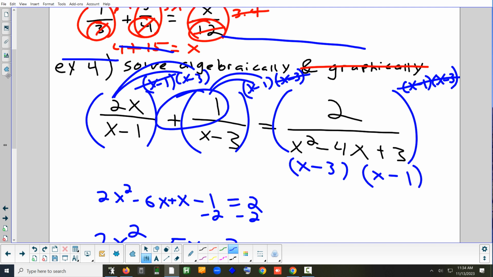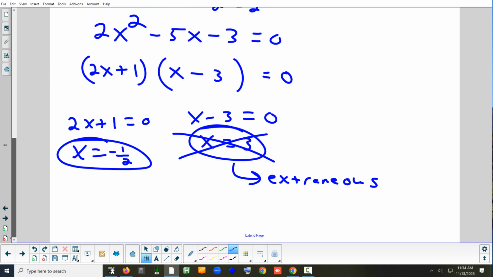Well, what number are you not allowed to plug in here? 1. How about here? 3. And then how about here? 1 and 3. So, is negative 1/2 a number you cannot plug in? No. That's fine. So that one will work.